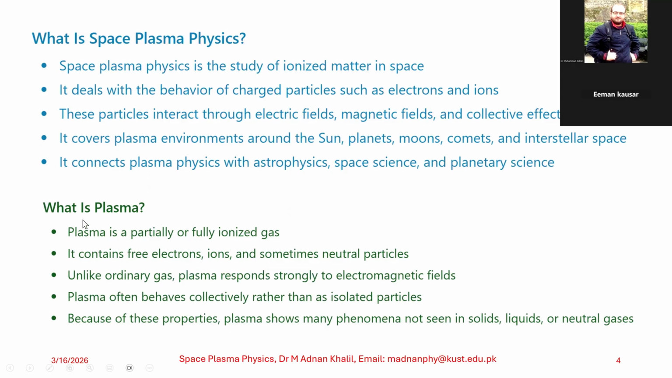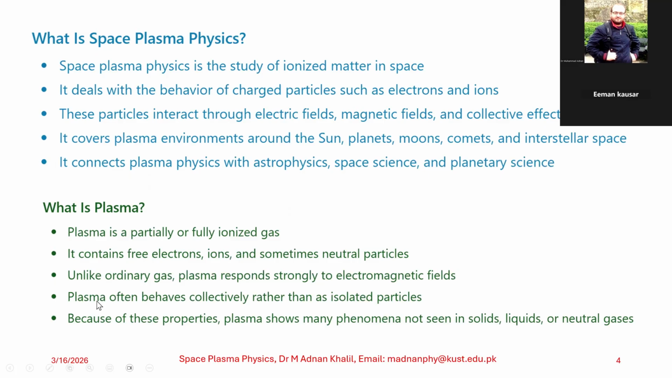So we need to know what is actually a plasma. Plasma is a partially or fully ionized gas. That is, it is a high energy state of matter. It contains basically electrons, ions, and sometimes neutral particles. They are different from the ordinary gas. So plasma responds strongly to electromagnetic fields. We know that gaseous state matter interacts mutually through collisions. So once those collisions are replaced by electromagnetic interactions, then those gases are known as the plasma state.